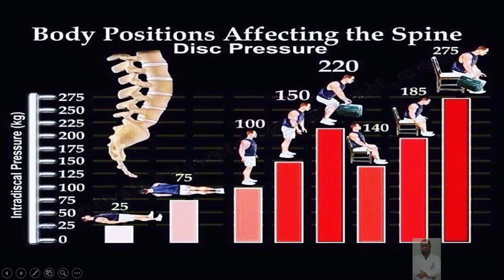Even in the sitting posture, we have pressure on our disc. In the straight position, it is 140, but when you are leaning a little forward, it goes up to 185 kilos, huge. And when you go more forward to lift any weight, it becomes 275. So this position and this position are very crucial.